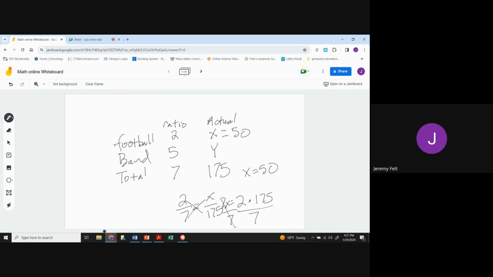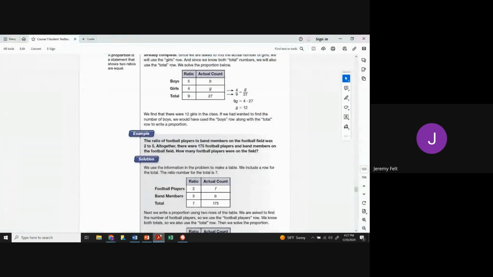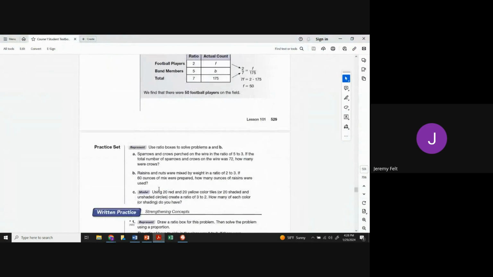And then if we were asked to find the band members, we could do the same thing. 5 to 7 equals y to 175, cross multiply and divide. Or we can say 175 minus 50 equals this number. That's probably what I would do because that would be less time consuming. But either way, we would get the same answer. All right, those 3 practice set problems we will go over together.